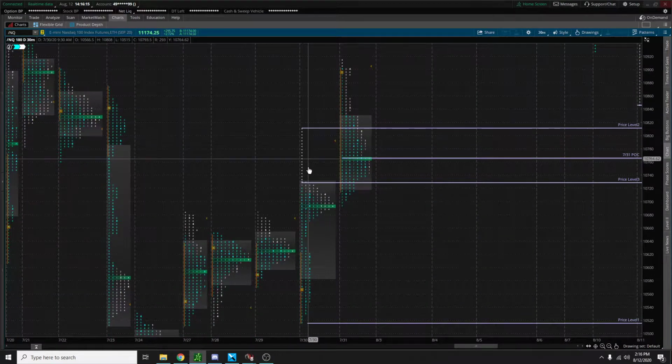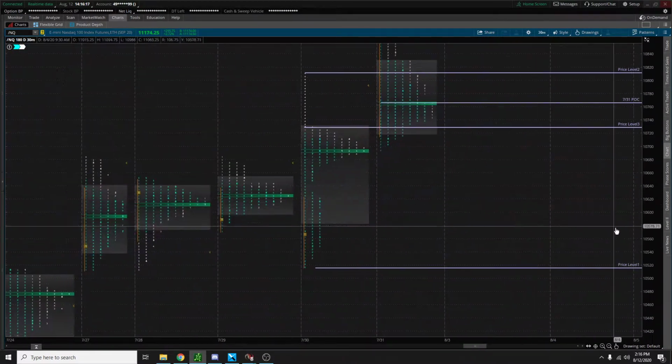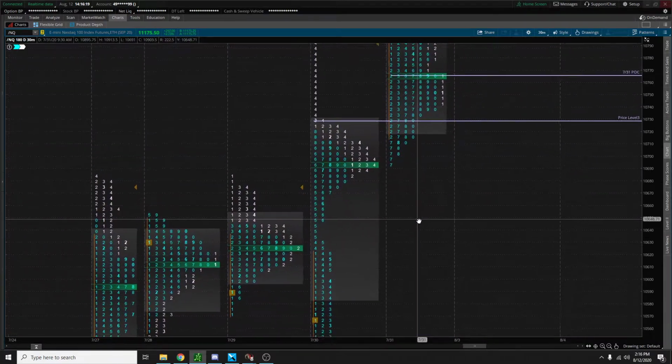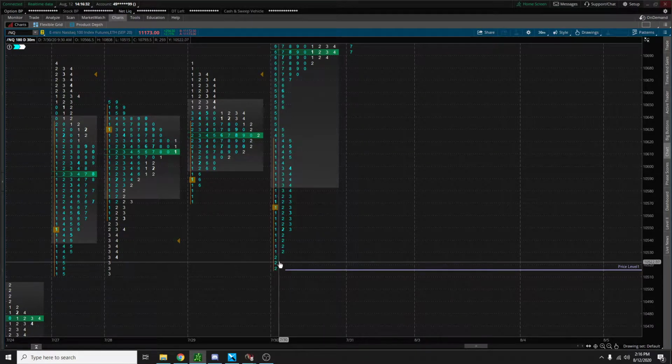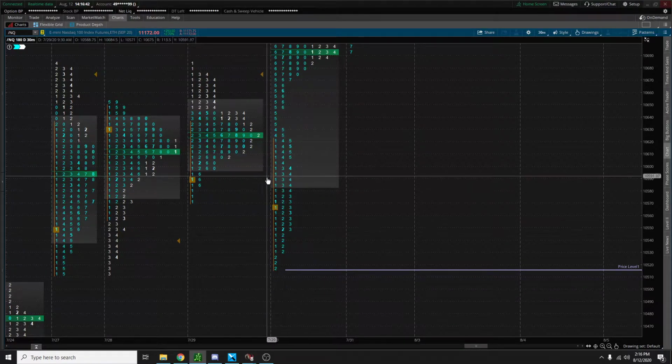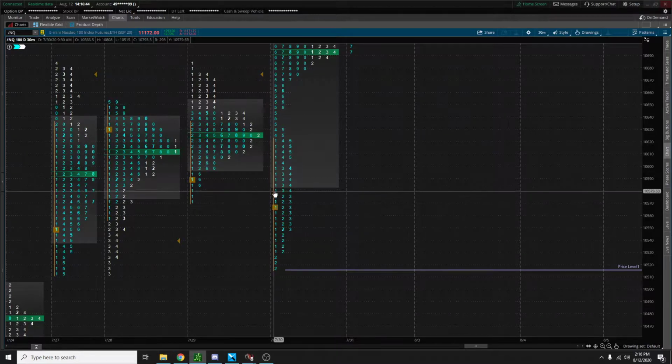Okay, so each number that you see here, if we zoom in and look closely, you guys can see numbers. Now each of these numbers represents 30 minutes. So the TPO number 1 is the first 30 minutes, from 9:30 to 10. The second TPO is from 10 to 10:30. The third from 10:30 to 11, etc. So it's just 30-minute periods, and it shows where price was within those 30 minutes.